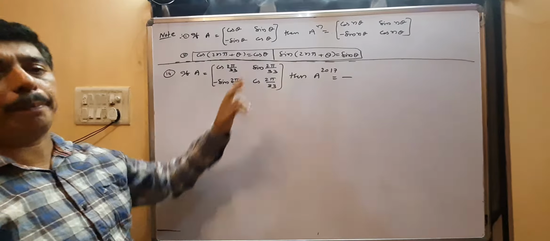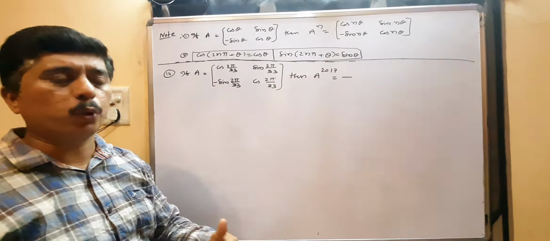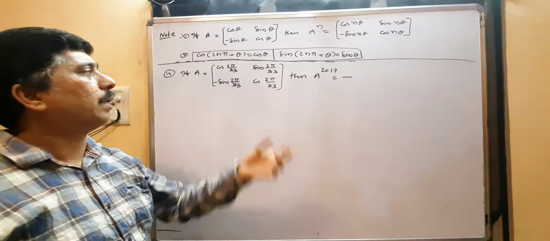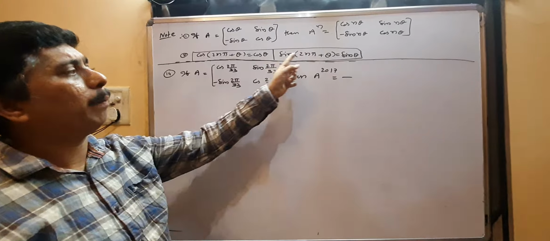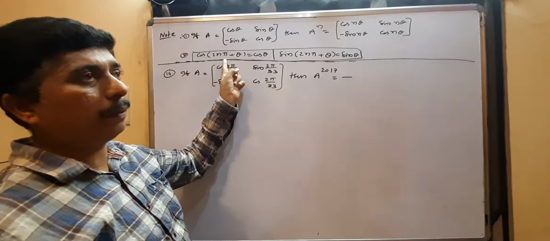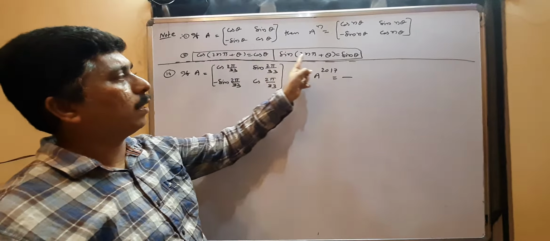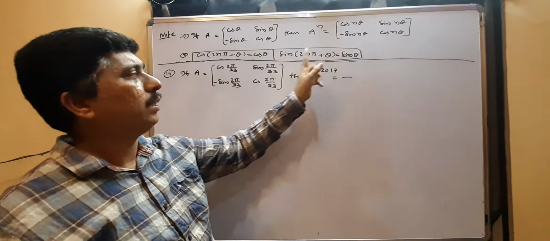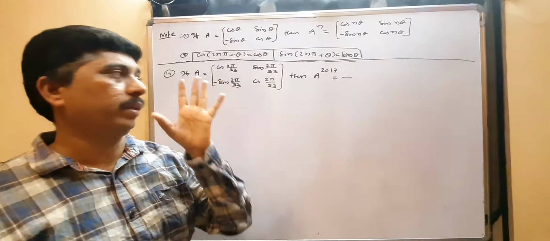Cos of 2n pi plus theta. Cos of 2 pi plus theta means first quadrant, that becomes cos theta. Sin of a multiple of 2 pi plus theta is sin theta. Cos of a multiple of 2 pi plus theta is cos theta. These two formulas will come in trigonometry.